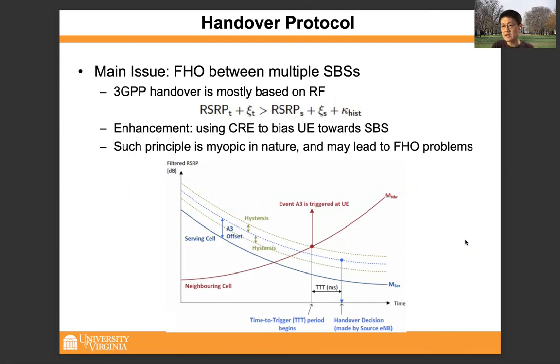This was the original 3GPP mobility decision metric, and after many years, there are different enhancements. But so far, the philosophy remains the same. We're comparing certain things of the serving base station to certain things of other base stations and making decisions based on that. And this principle is myopic, as you can see. It depends on what happens right now. It does not really take into account the future behaviors.